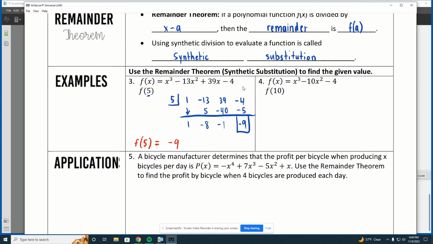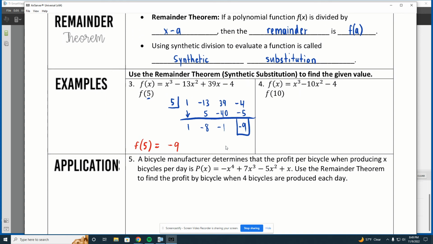Okay? You're welcome to plug it in if you want. You're welcome to go plug 5 cubed minus 13 times 5 squared plus 39 times 5 minus 4. But listen, this math right here, if you're ever alone without a calculator, this is way easier than plugging it in and using your brain. It's called synthetic substitution. So look at the next one.